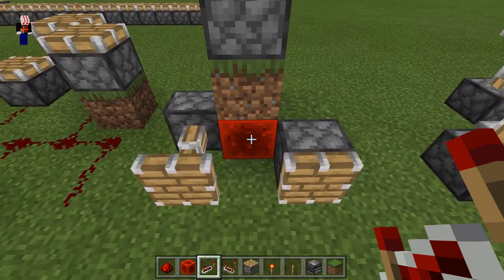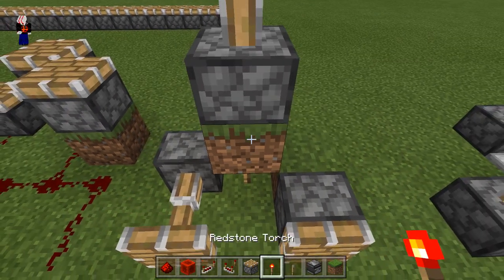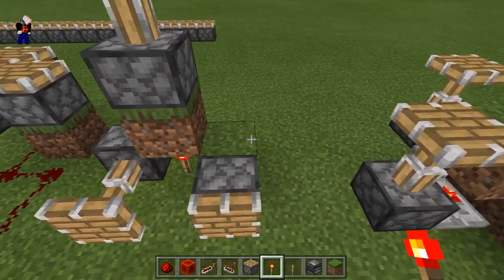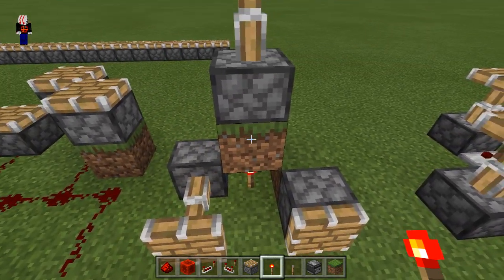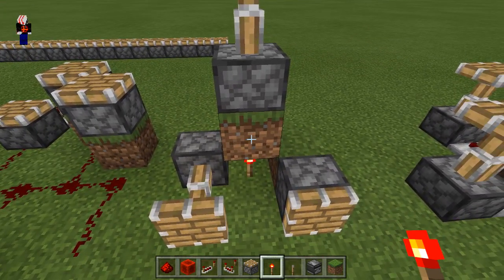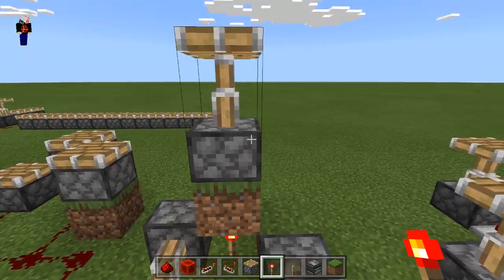Now, an interesting exception to this is the redstone torch, which acts as a hard power source, so it won't power this block, so this piston doesn't get powered, but it will hard power the block above it. So it will power the piston which is touching it, because this block is a hard power source.